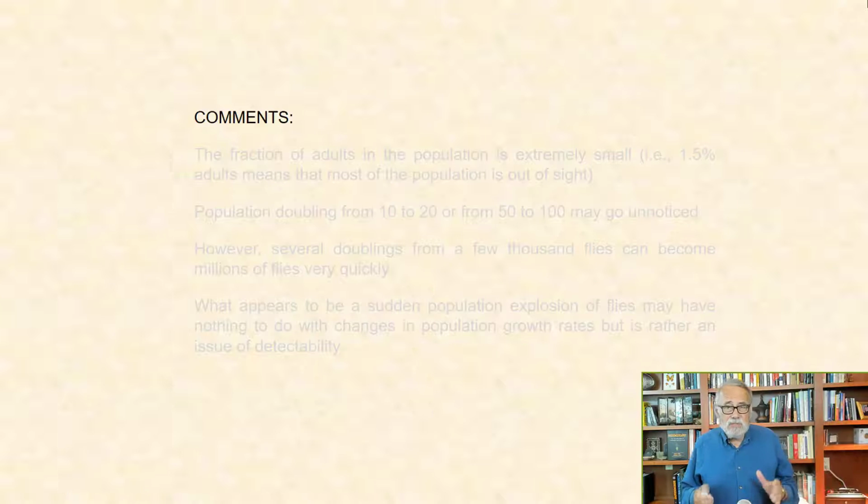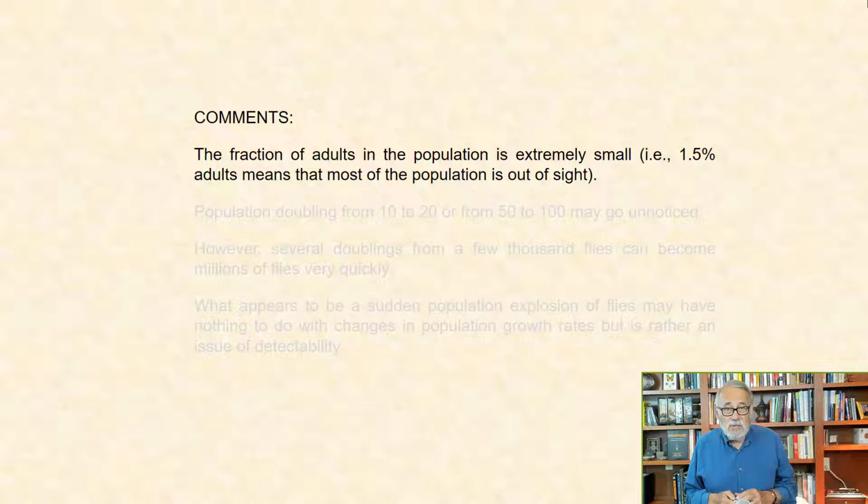So two aspects of this projection merit comment. First, the fraction of adults in the population is extremely small. Inasmuch as this stage is typically the most easily sampled in the wild, using, for example, banana baits, observations of changes in the numbers of adults are not unlike the iceberg metaphor. In other words, 1.5% of the population of adults means that most of the population is out of sight.